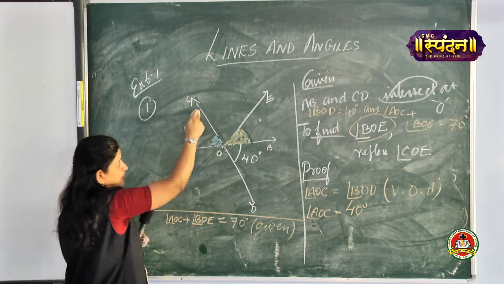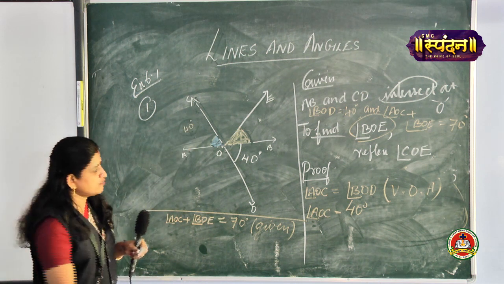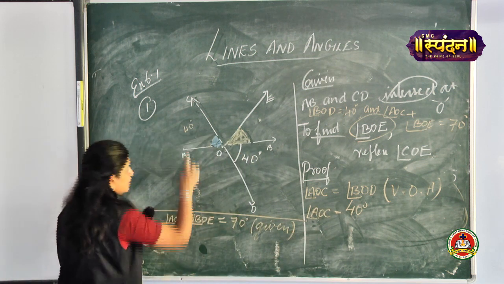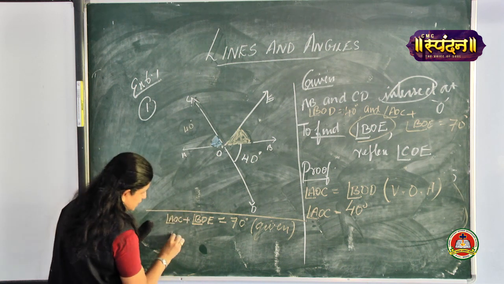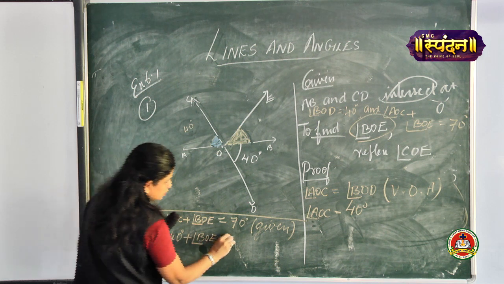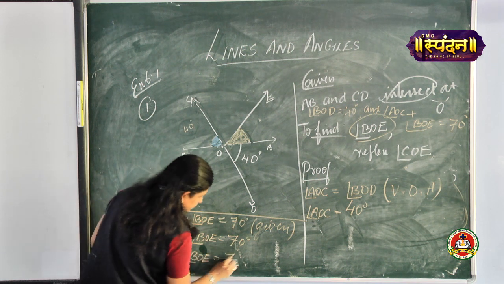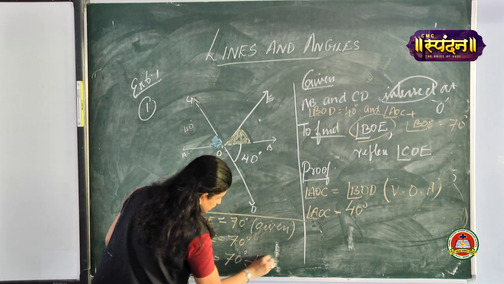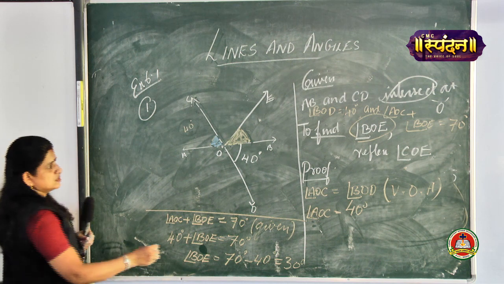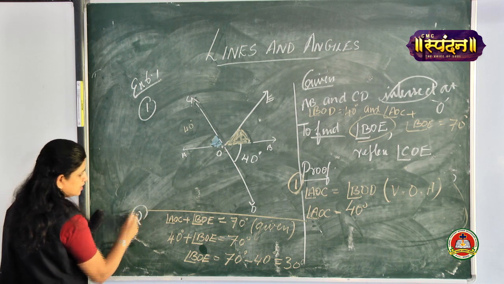Now can we replace the value of AOC with 40 degree? So only I am saying write it with pencil over here. After finding the angle over here, it is very easy for you to calculate. So I will replace angle AOC by 40 degree. 40 degree plus angle BOE is equal to 70 degree, or angle BOE is equal to 70 minus 40, which is equal to 30 degree. Got it? So this is step number 1, we have found angle AOC. Step number 2, we have found angle BOE.